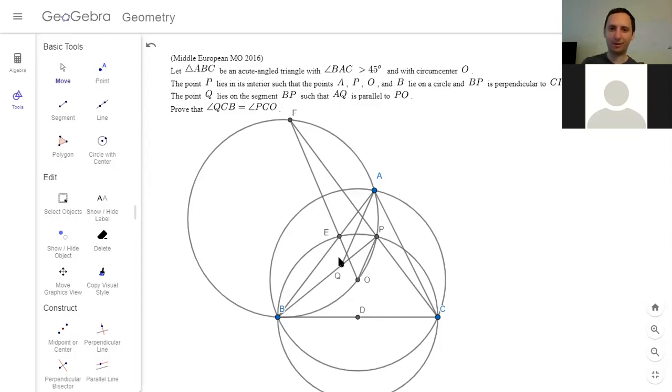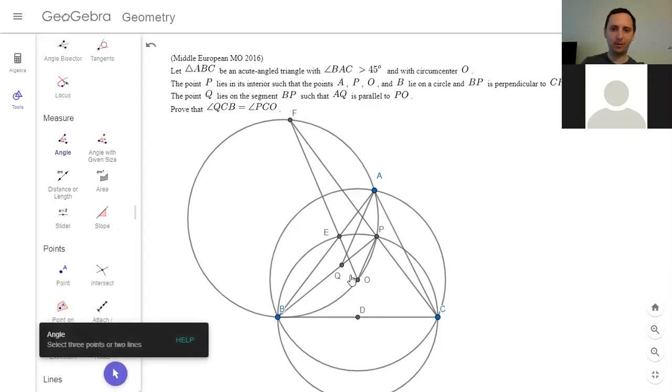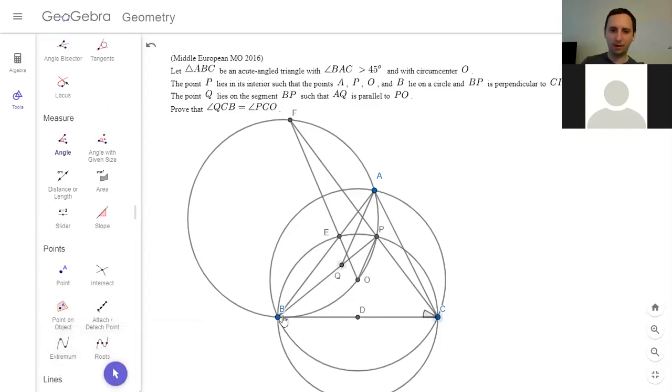All right, so we want to show angle QCB equals PCO. This collinearity was just angle chasing. Once you know they're collinear, it's just angle chasing. No, this collinearity is angle chasing, to show they're collinear.